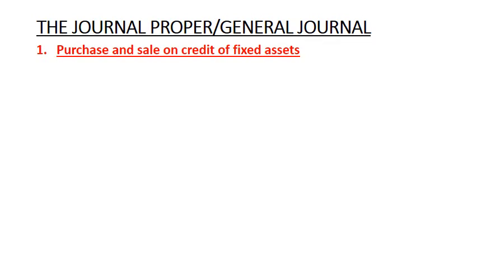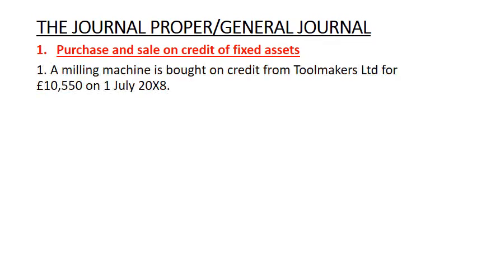Here's a question. A milling machine is bought on credit. A milling machine is a fixed asset. A milling machine is bought on credit from Two Makers Limited for 10,550 on 1st July 20x8. How do we record this?